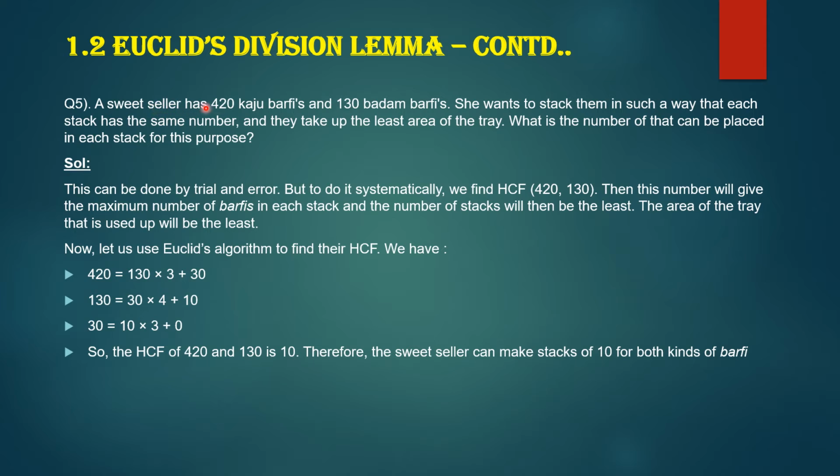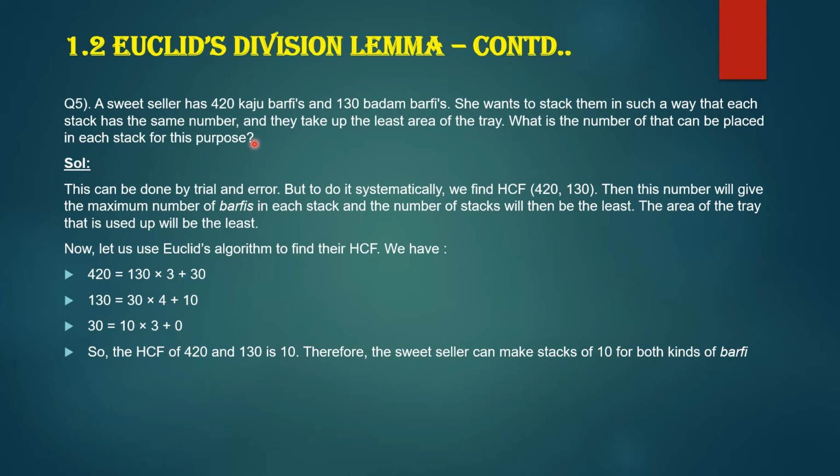So basically, a sweet seller has 450 Kaju Barfi and 153 Badam Barfi. He wants to arrange them in stacks so that they occupy the least area of the tray. What is the number of barfis that can be placed in each stack for this purpose?